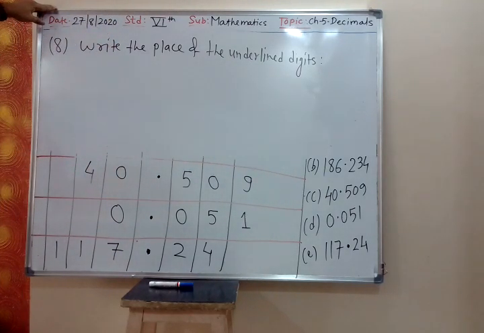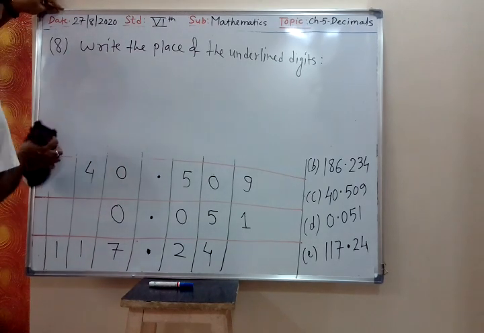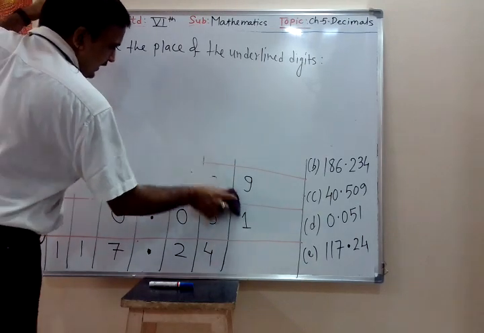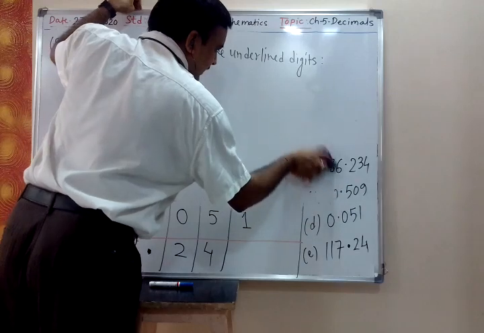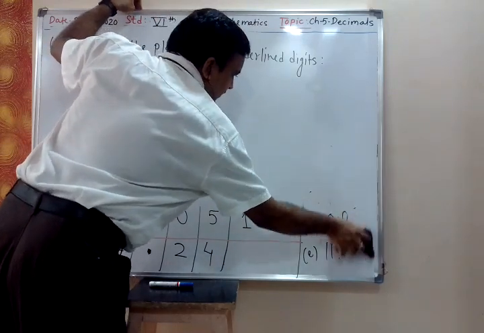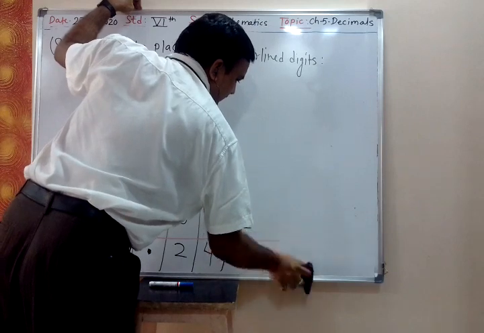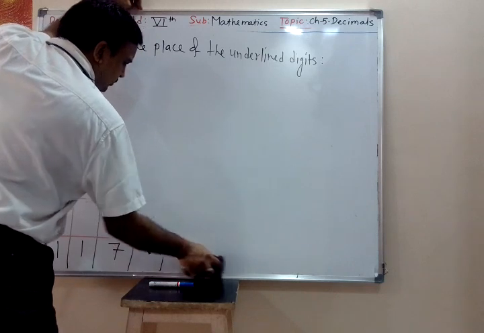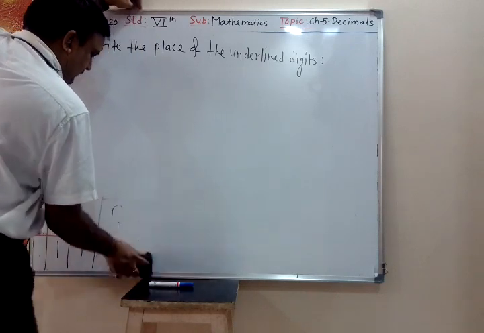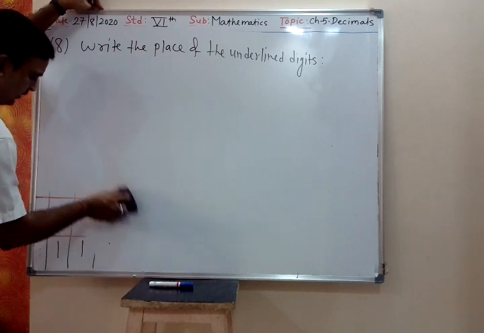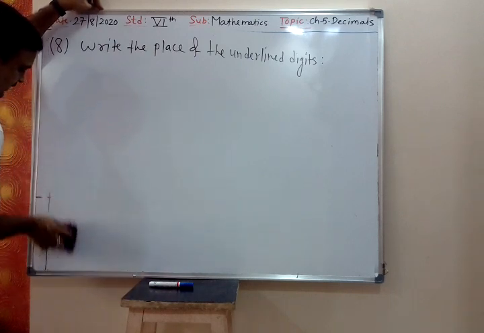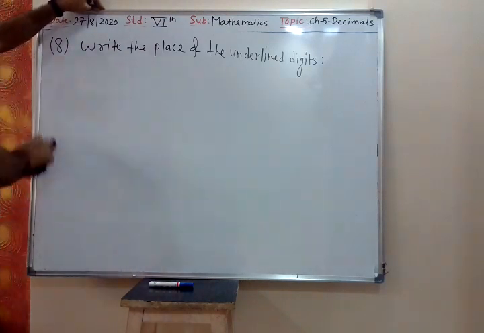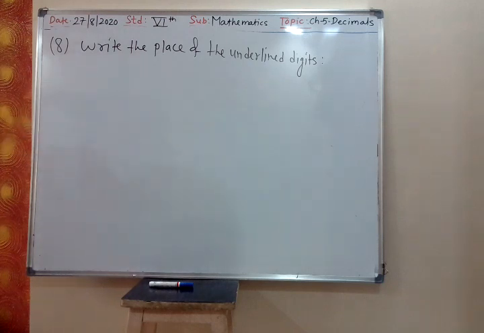Finish this B, C, D. Yes. Now write the place of the underlined digit. Place means you have to write down the position. It is at which position? The underlined digit is given, you have to write down the position of that. It is not the place value. It is the place.